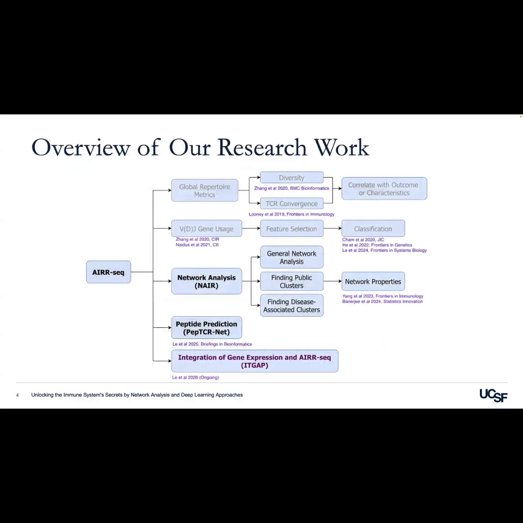Therefore, in the last decade, people have been dedicated to figuring out the best way to do the data analysis. This is a diagram of what our group has done over the last 10 years. We started the data analysis by figuring out global metrics to describe the repertoire. For example, we developed clonality and T-cell convergence to describe the diversity of the repertoire.